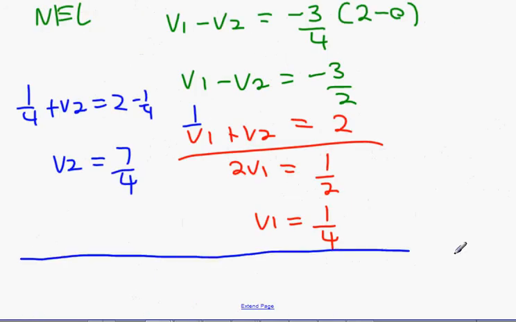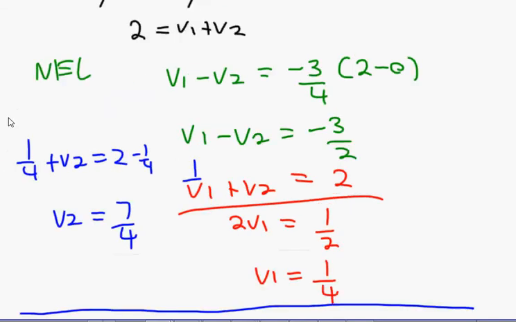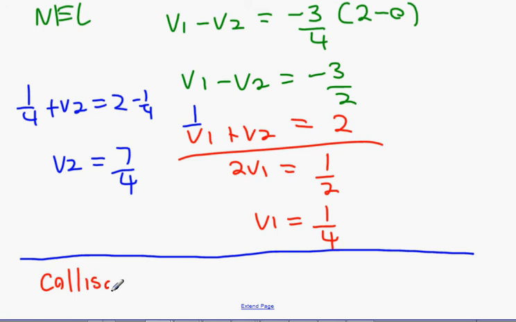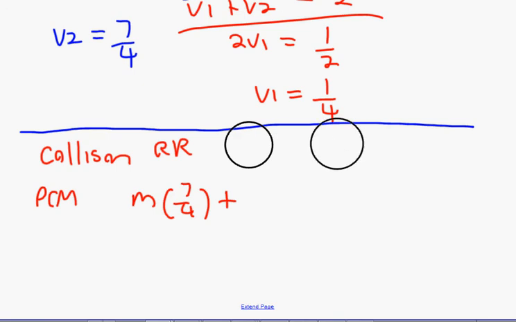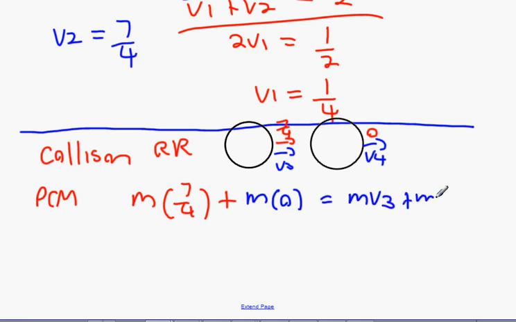Okay. Next one you've got to do is collision QR. So for collision QR we're going to do PCM, Principle of Conservation of Momentum. It's going to be M times 7/4, because that's the velocity of Q. So just draw a quick diagram to show what we're doing. It's going 7/4 on the way in, the other one's not moving, and on the way out we can call them V3 and V4 after the collision. So M times 7/4 plus M times 0 equals M times V3 plus M times V4.